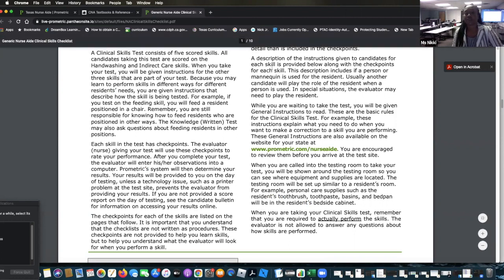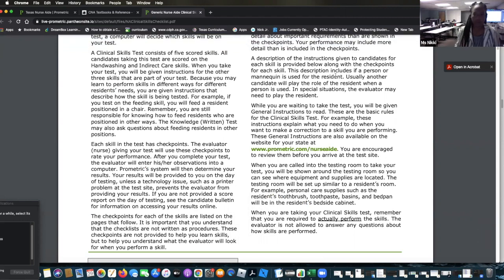All right. A description of instructions given to the candidates for each skill is provided below, along with the checkpoints for each skill. The description includes if a person or a mannequin is used for the resident. The description is so important to read. A lot of people will skip the paragraph above the skill, and there's so much information in there. I like to read everything from top to bottom: the title, the mini title, the small synopsis, whatever it is. Because if you missed something, you wouldn't know if the skill is performed on a resident or a mannequin.